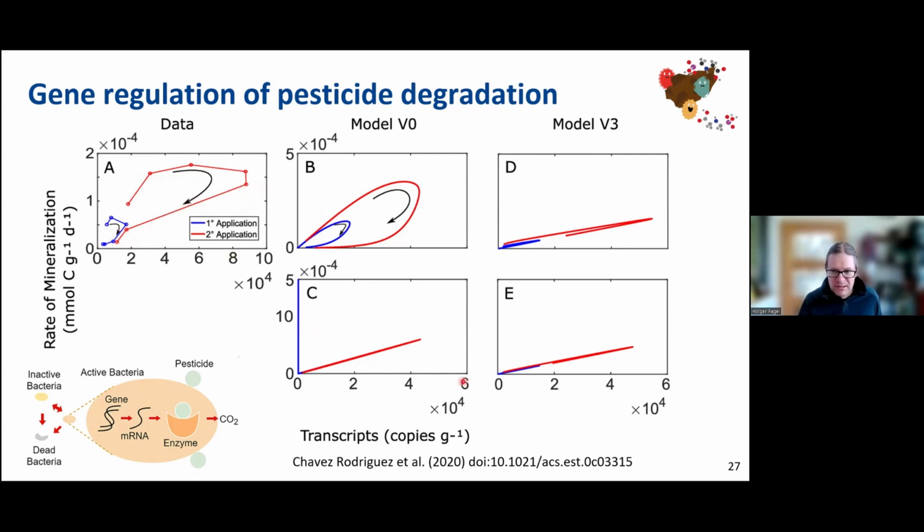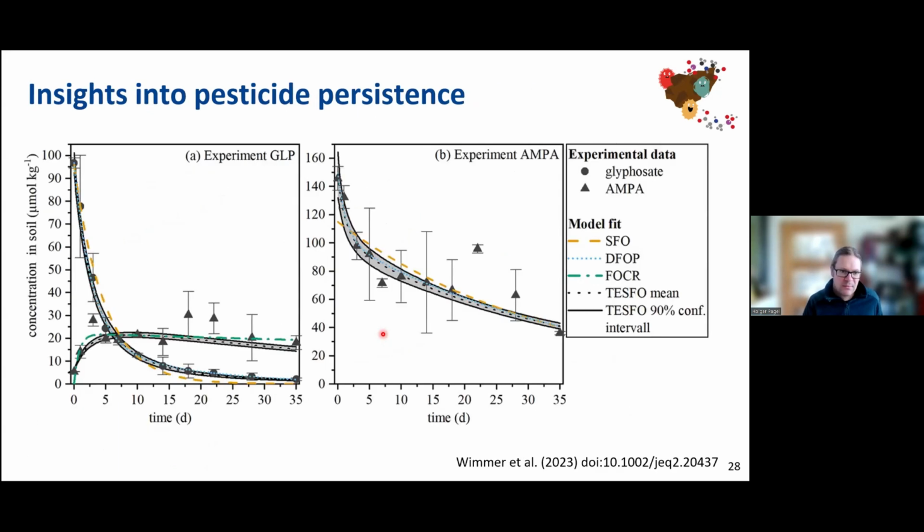And what you can also see is that some of the other model variants, especially these model variants down here, could not match this hysteretic relationship, and that means that the mechanisms represented in these models are not the right representation of the processes that we need to make reliable predictions.